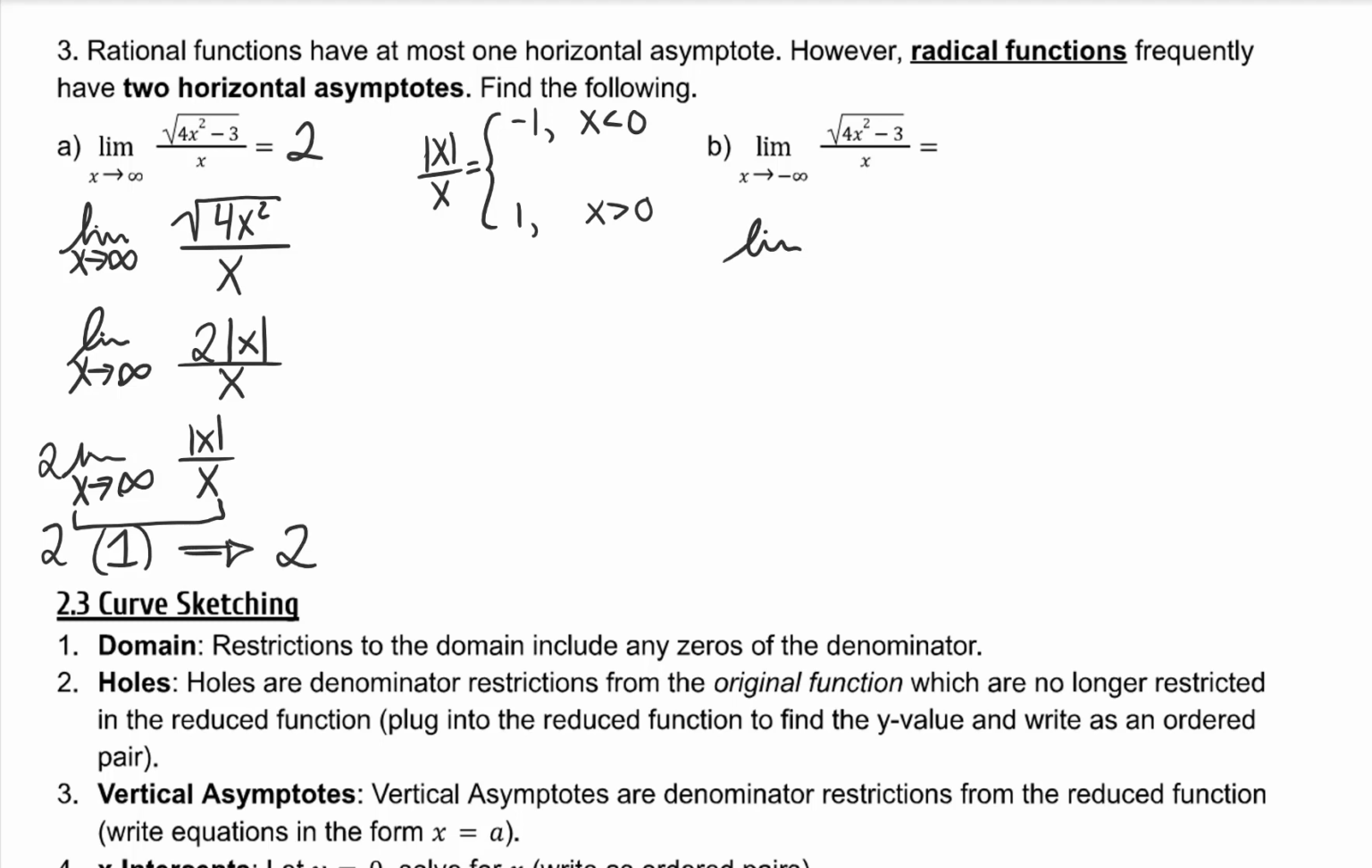This is the same function, just asking as x approaches negative infinity. So it will be 2 times the limit as x approaches negative infinity of absolute value x over x. And this time we're approaching negative infinity, so we're looking at x less than 0, and the result of that is -1. So this is -1, and our resulting limit is -2.